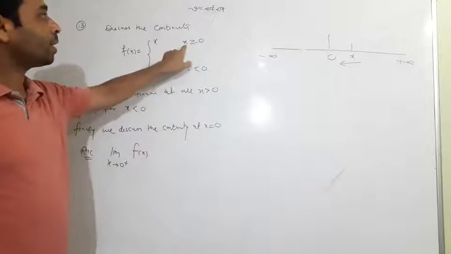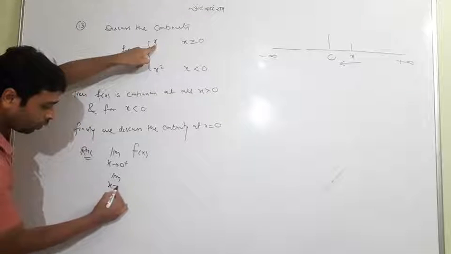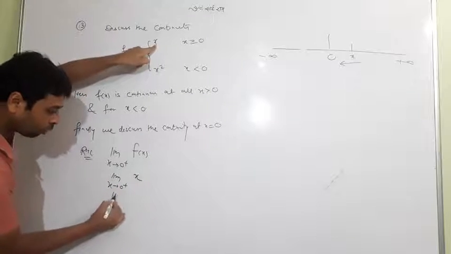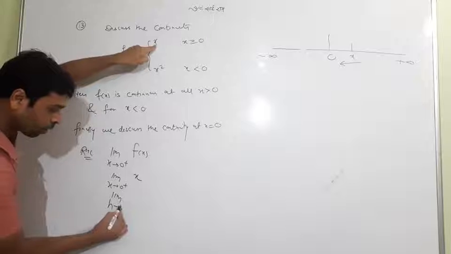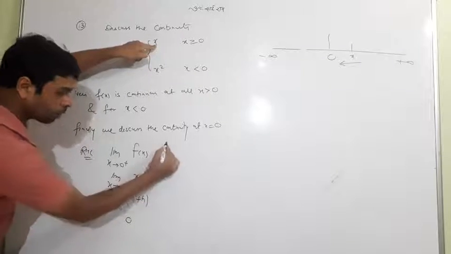So x is greater than 0, meaning function will be chosen x. So here you will write x. Now turn as a h. What you will write here? 0 plus h. H is getting 0, answer 0.